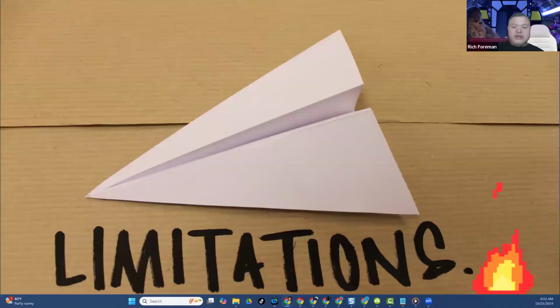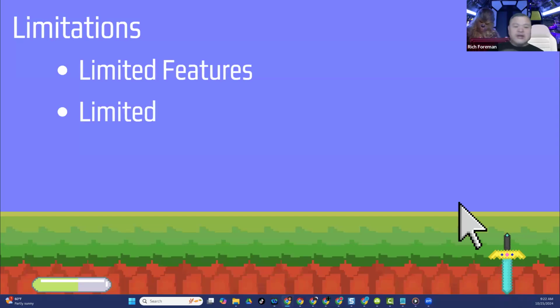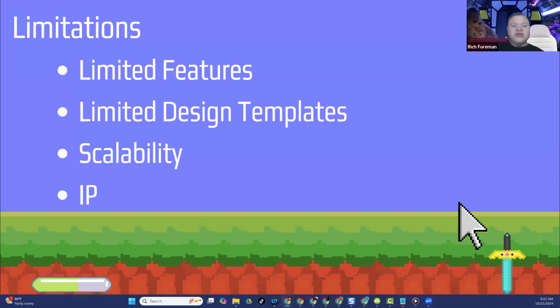But let's talk about some of the limitations of these platforms. And it's kind of the strength is also the weakness. They do have limited features. There are limited design templates. There could be an issue with scalability. So from a technical standpoint, these platforms can actually scale quite a bit, to a big number.